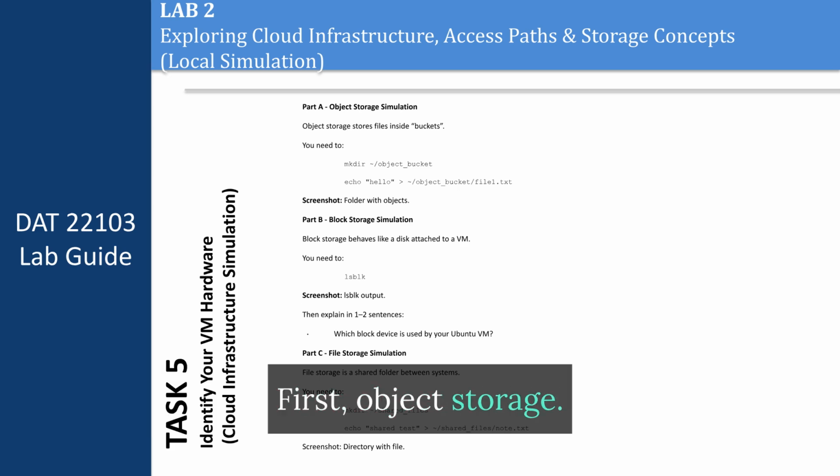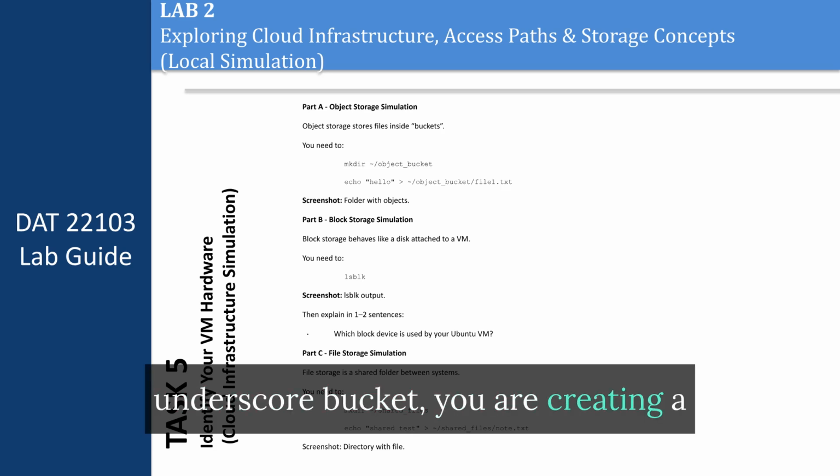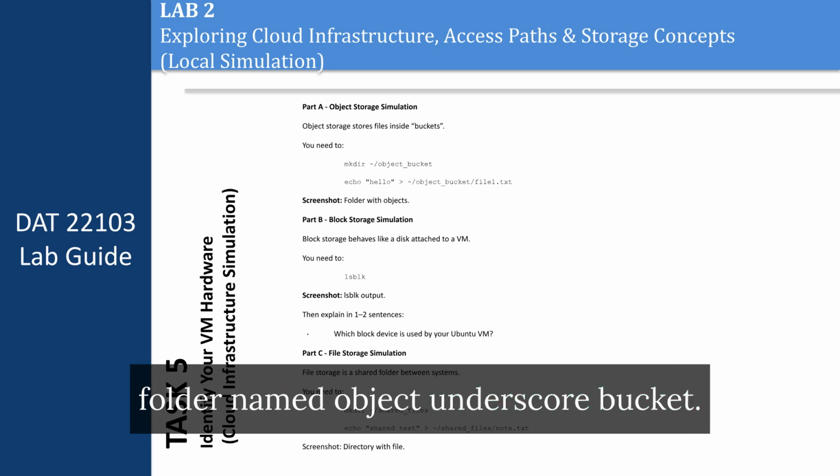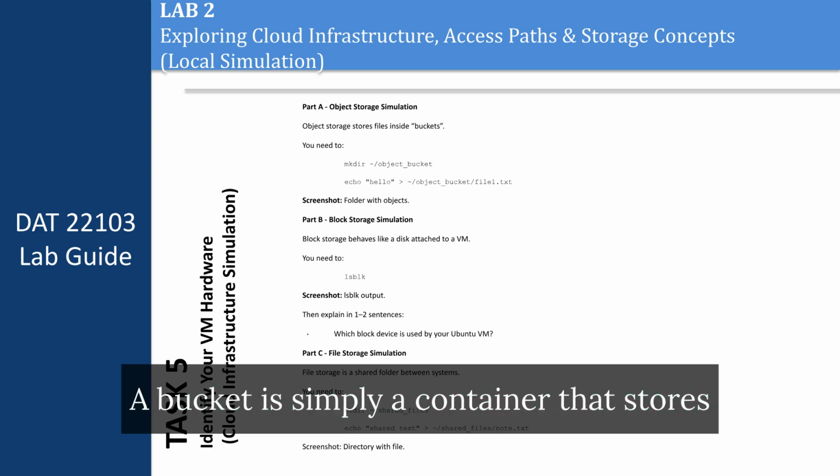First, object storage. When you type mkdir object_bucket, you are creating a folder named object_bucket. In real cloud platforms, this folder represents a bucket, such as Amazon S3. A bucket is simply a container that stores files.